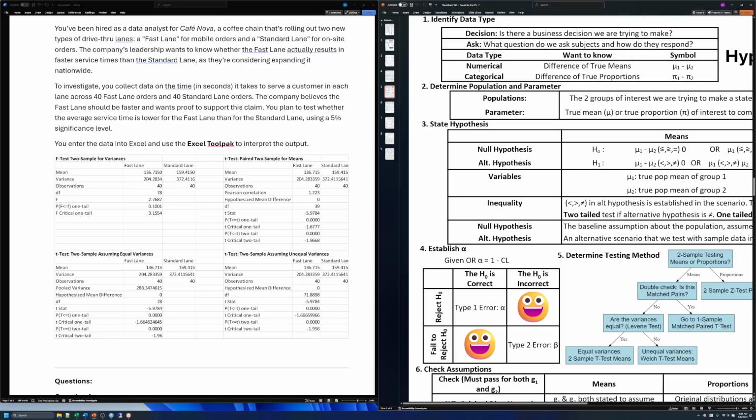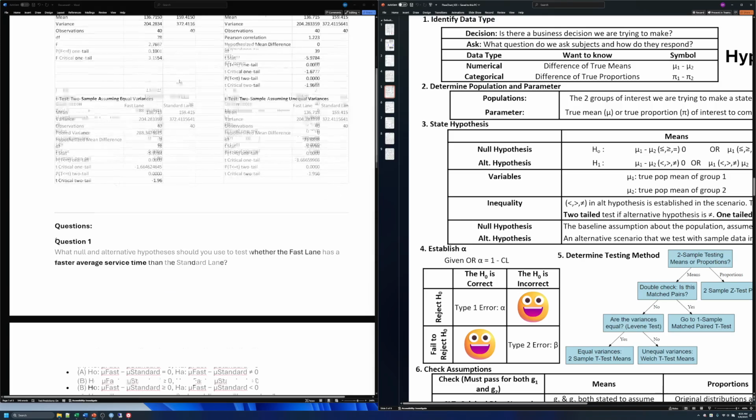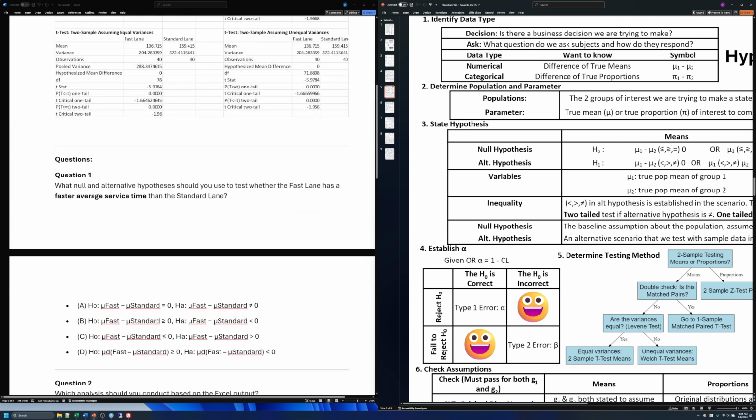Now, there's a couple things here that can key us off. One, we could just look at the output and notice how in every single one of these outputs, it's talking about a mean. So it looks like they were looking at a difference in true means, the mu. So that's one way. Another way, what are we measuring? We're measuring time, and time is a classic numerical piece of data. Let's go look at our questions. If we look at how the null and alternative hypotheses are written here, notice how they all are using the symbol mu. So there's a bunch of different ways we can triangulate what type of data we're dealing with.